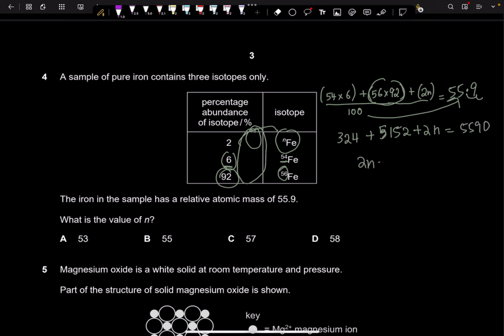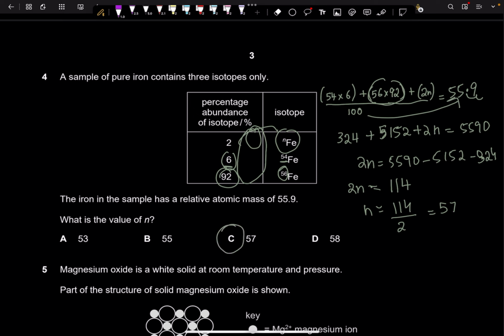So 2n equals 5590 minus 5152 minus 324. Just subtract everything and you're going to get your answer. 5590 minus 5152 minus 324, and that's going to give you 114. n is equal to 114 divided by 2, and that's going to give you 57. So that means option C.